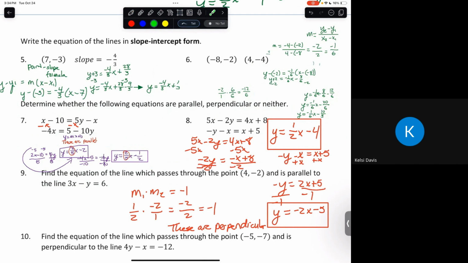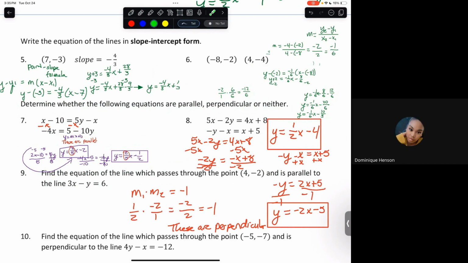Now, one thing that you can notice about these slopes is 1/2. If you were to flip that fraction, it would be 2 over 1. If you put a negative sign on it, you have -2 over 1. So if you're able to flip the slope and put a negative on it, or positive in whichever case you're in, if you flip it and change the sign and you get the slope of the other line, they're perpendicular.